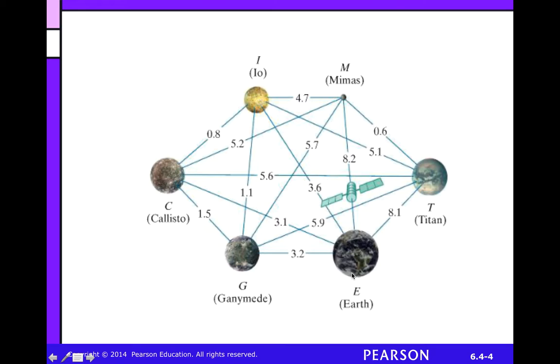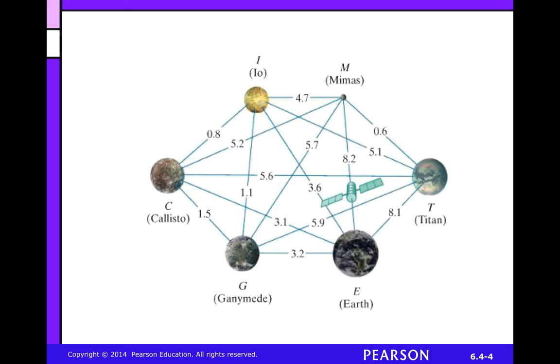So just for example here, here's Earth. This is the example from section 6.1 and 6.2, where you have a satellite who needs to visit these 5 different sites and then return back to Earth. And these numbers represent year amounts. So it's going to take 8.2 years to get from Earth to Mimas, 3.2 years to get from Earth to G here, etc.